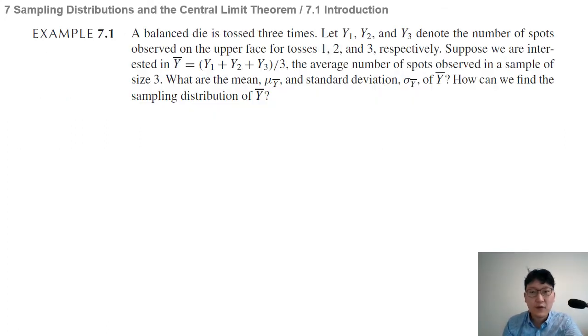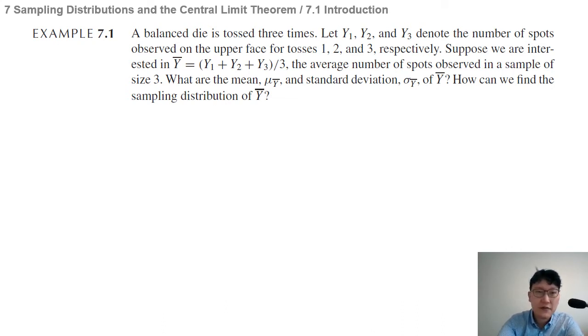Okay, let's move on to Example 7.1. A balanced die is tossed 3 times. Let y1, y2, and y3 denote the number of spots observed on the upper face for tosses 1, 2, and 3 respectively. Suppose we are interested in y bar, the average number of spots observed in a sample of size 3. What are the mean mu of y bar and standard deviation of y bar? And how can we find the sampling distribution of y bar?